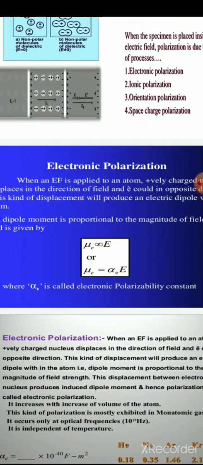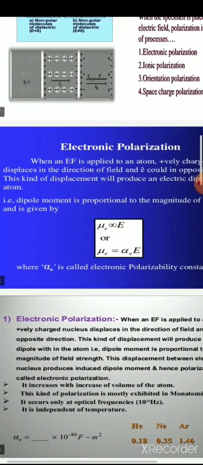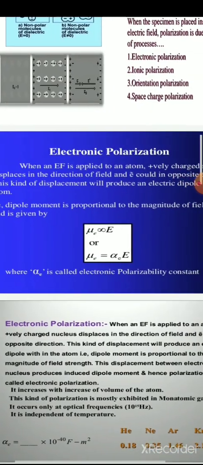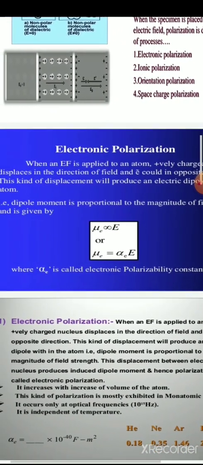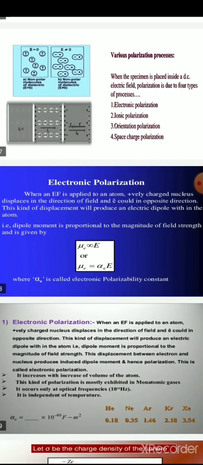When an electric field is applied to an atom, the positively charged nucleus is displaced in the direction of the field and the electrons in the opposite direction. This kind of displacement will produce an electric dipole within the atom, meaning it is produced inside the atom itself. The dipole moment is proportional to the magnitude of field strength and is given by mu E is directly proportional to E, or mu E equals alpha E into E. When the proportionality constant is taken, alpha E is the electronic polarizability constant.